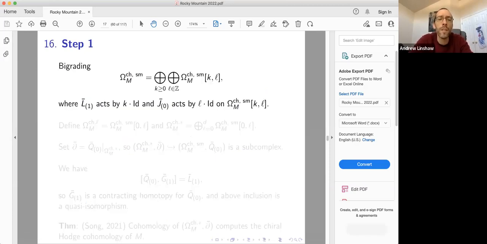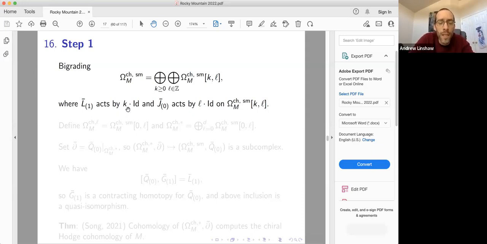Okay, so the smooth complex now has a bigrading with respect to certain modes coming from the anti-holomorphic fields. So the L1, this notation means the grading operator L, what we normally write as L sub 0.